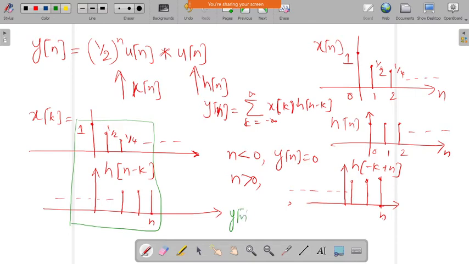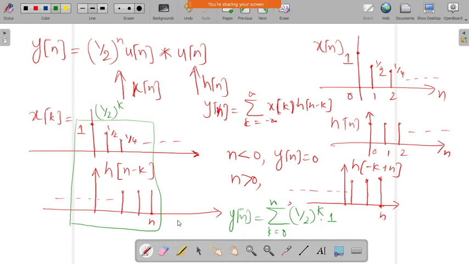Then your y of n will be equal to the summation, k equal to 0 to n, of x of k, which is half power k. Here we have changed the variable, where x of k is nothing but half power k. Now, multiplied by u of n, that is h of n minus k, it is 1. So now this is the value.